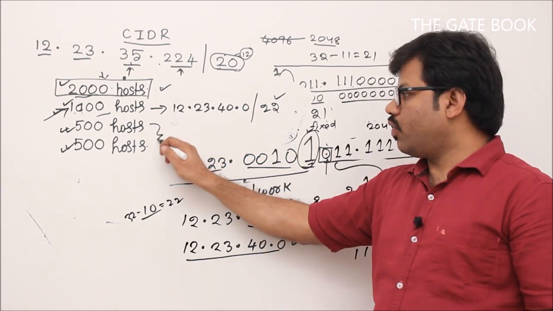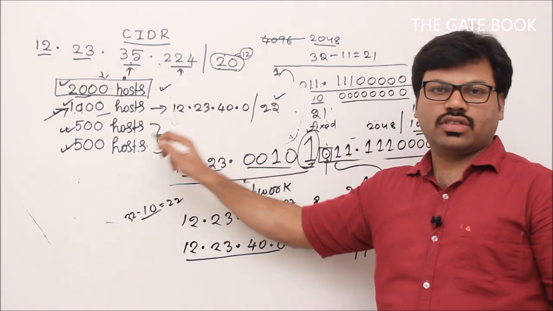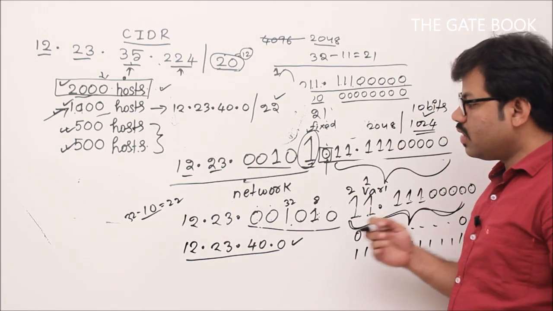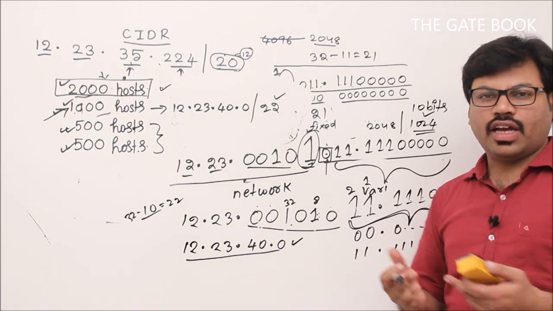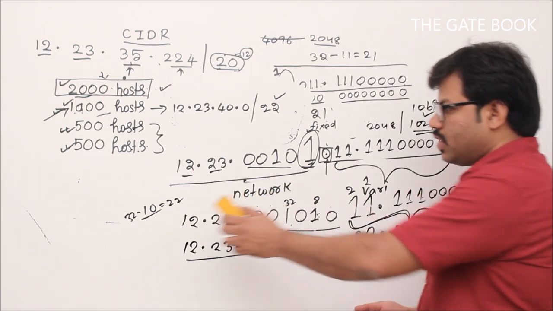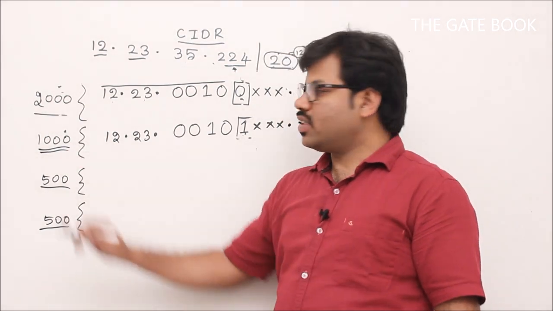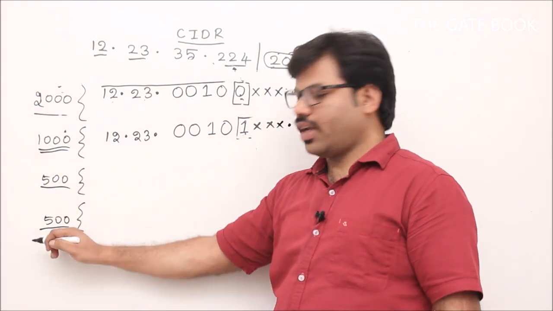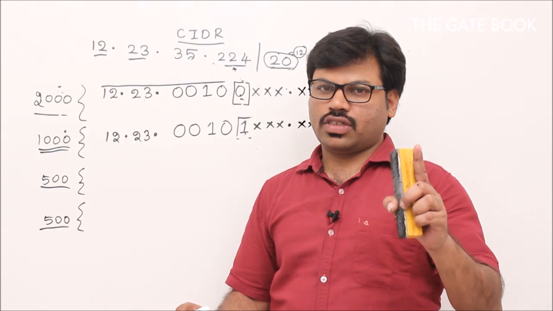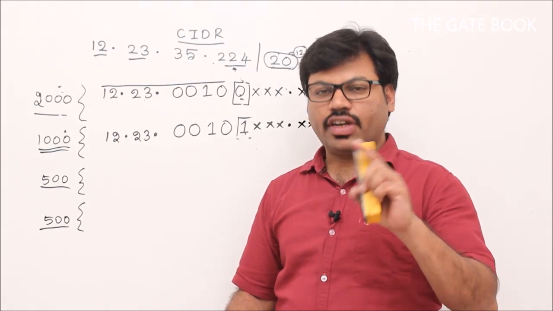So that 1024 we can give to 2 networks. How we will see? So what is the unused set of IDs we have? What are the unused networks? We'll see. So let's summarize it. We have this 2000, 1500, 500 systems. We targeted 2000 first. For 2000 we need 2048 addresses.